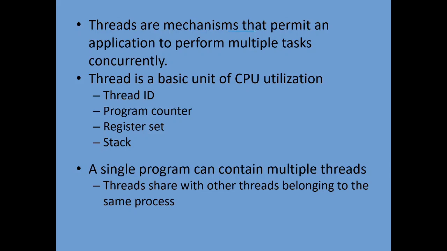Threads are mechanisms that permit an application to perform multiple tasks concurrently. So it is one mechanism that permits an application to perform multiple tasks simultaneously. A thread is a basic unit of CPU utilization. The CPU must be utilized properly, and it keeps records like the thread ID, since many threads are generated inside a process. The program counter records which part of the process it is executing. The register set records which registers it is using, and there is also the stack.